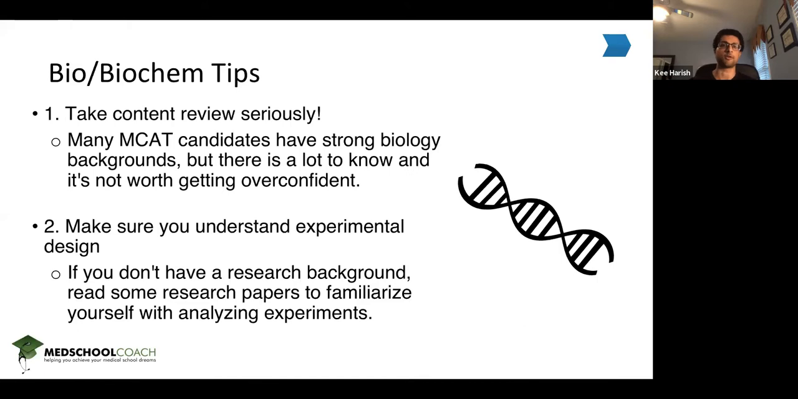And the second is, like Rishabh talked about in great detail, you want to understand experimental design, specifically because the MCAT is a passage-based exam. And so if you don't have a research background, if you haven't worked in a lab or taken a number of research-based or lab-based classes, like he said, identify some research papers, go through those, and try to familiarize yourself with analyzing experiments, understanding how experiment design works, and looking at their results, their tables, their figures, and seeing how you can dissect those in a way that makes sense to you.